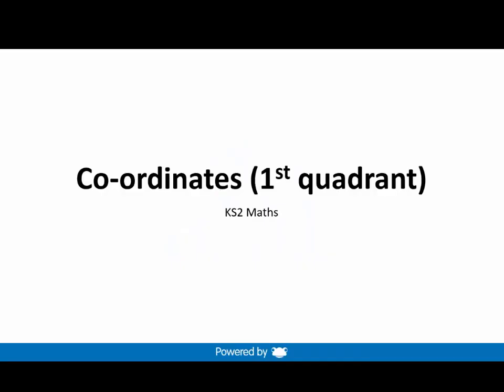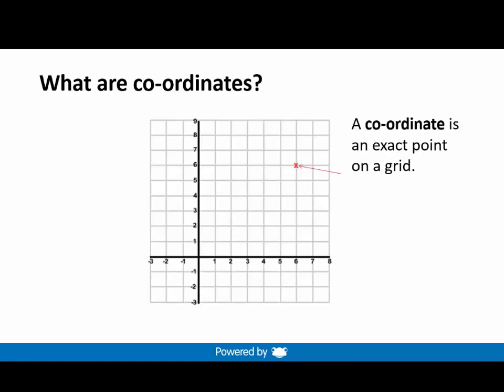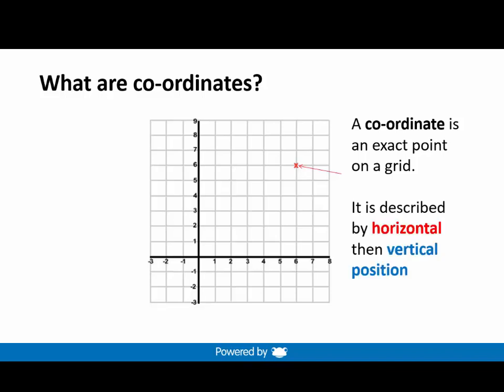This video is all about coordinates in the first quadrant, and it will help you with the quiz of the same name. So what are coordinates? A coordinate describes an exact point on a grid. It is described by the horizontal, then the vertical position.